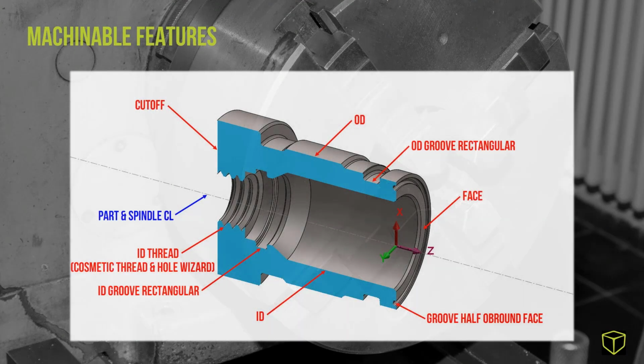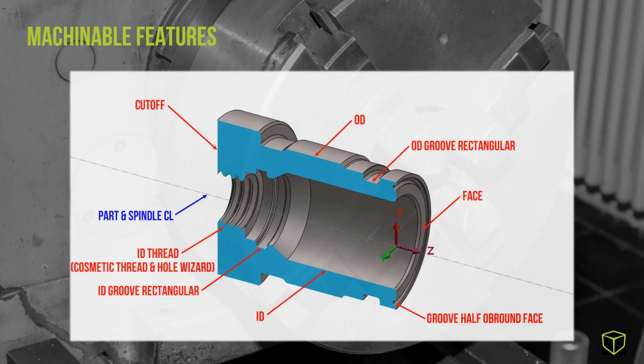Machinable features are based on the part's geometry, which is the shape of a feature, as well as its topology, or how the features are related to each other. This is the main benefit of using SOLIDWORKS CAM Professional and CAMWorks feature-based machining technology.